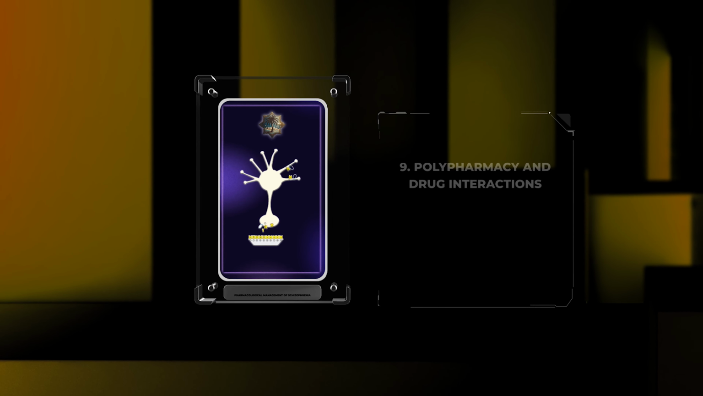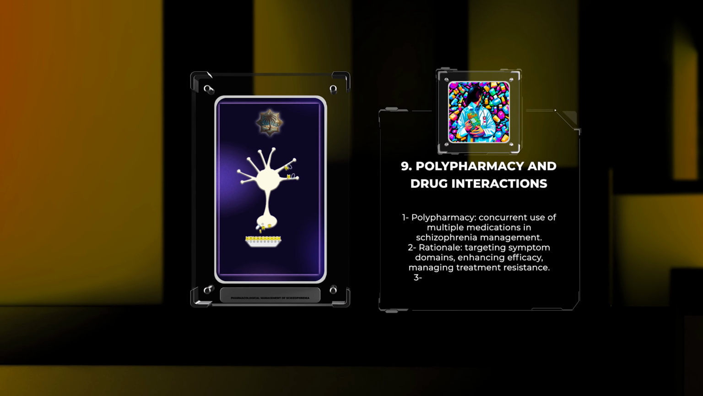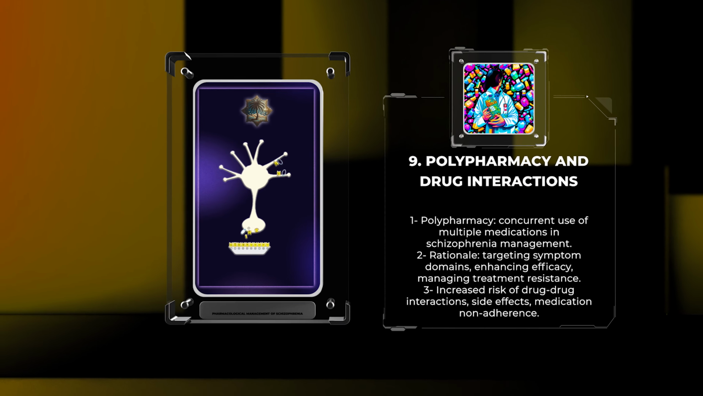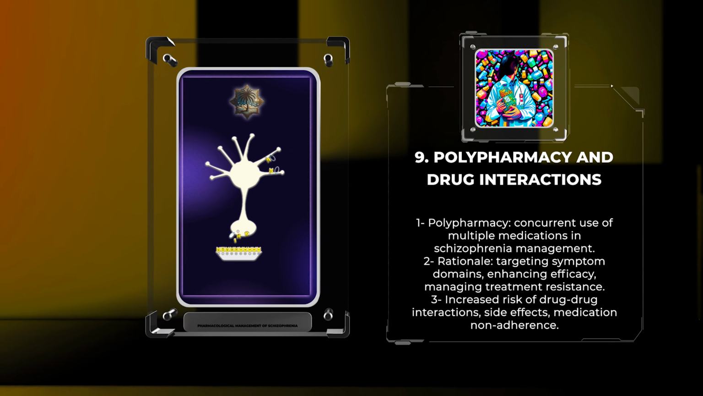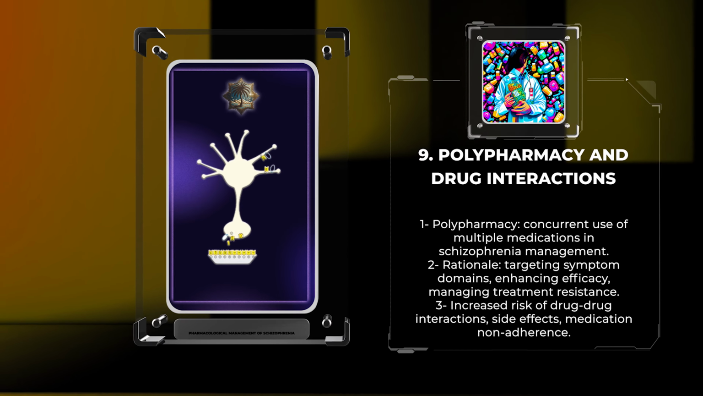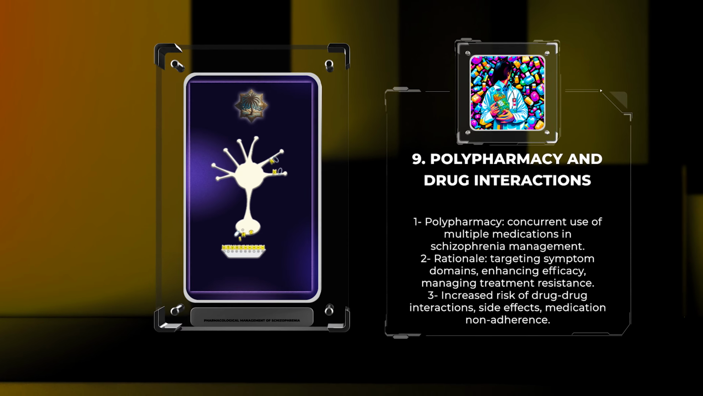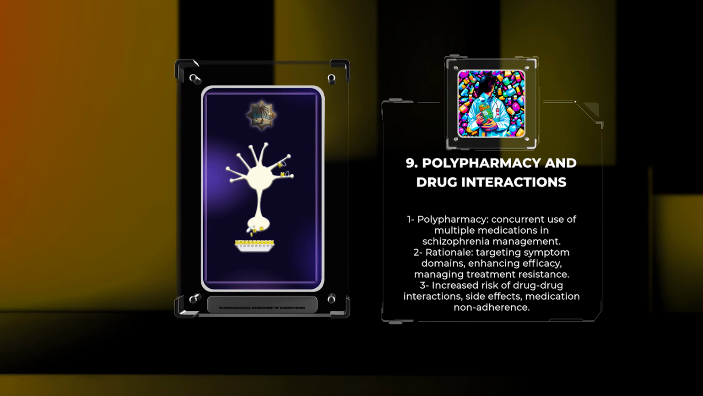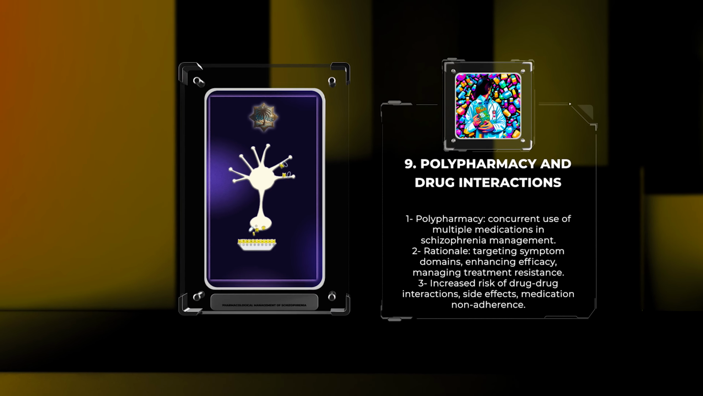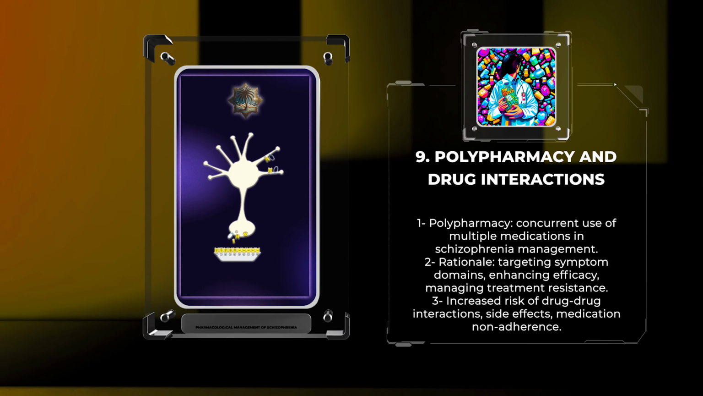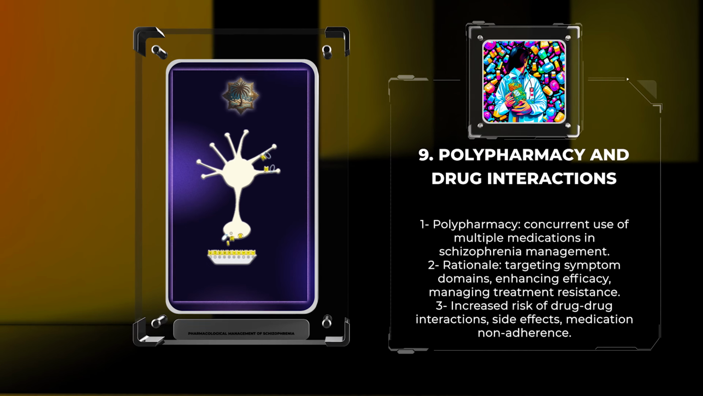Polypharmacy, the concurrent use of multiple medications, is relatively common in the management of schizophrenia. The rationale behind polypharmacy includes targeting various symptom domains, enhancing efficacy, and managing treatment resistance. However, the utilization of multiple medications increases the risk of drug-drug interactions, potential side effects, and medication non-adherence. Rational prescribing and regular medication reviews are necessary to minimize these risks and optimize treatment outcomes.